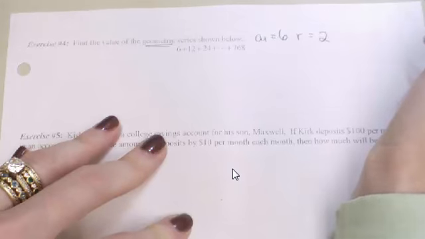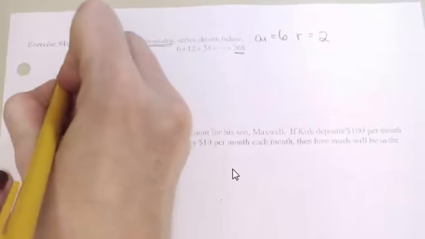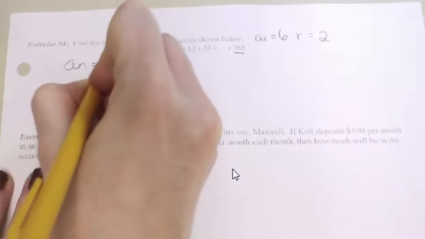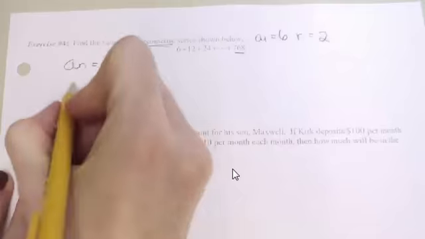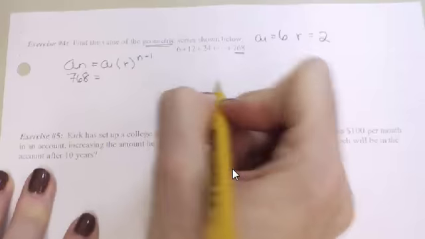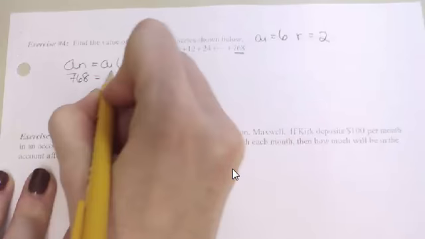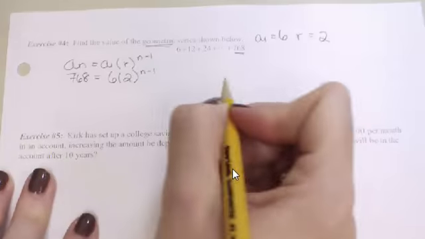Same problem I had before is they gave me what the last term's value was. They didn't give me the actual term number. So we're going to set up another formula that we'll need. This is the other one you do have to have memorized. Okay, so a sub n is this 768. A sub 1 is 6. R is 2 to the n minus 1.